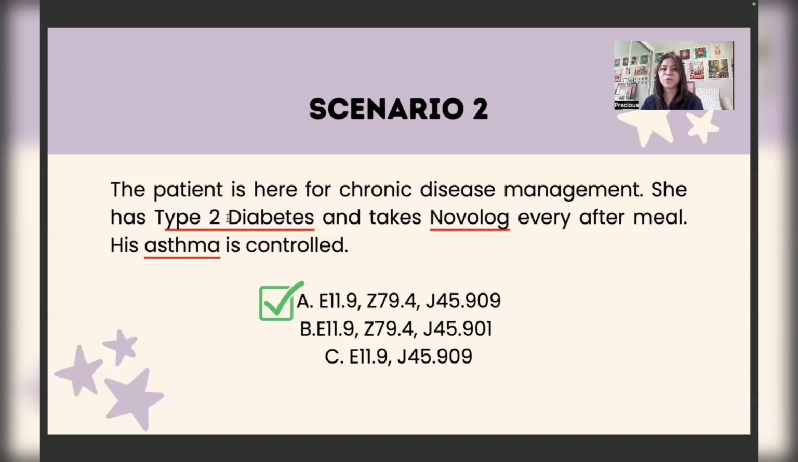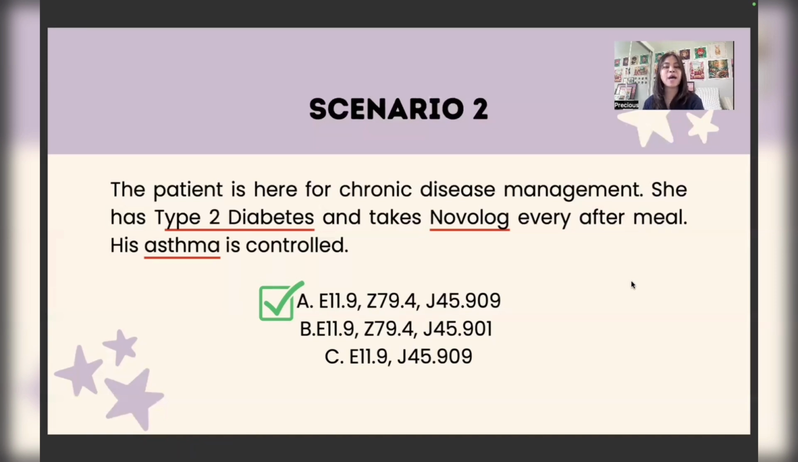We only have 2 conditions, right? Type 2 diabetes and asthma. But why do we have 3 codes? It should be letter C, E11.9 and J45.909. However, the patient is taking Novolog. Novolog is a type of insulin, and the patient takes Novolog every after meal. Therefore, this is called long-term use of insulin. So we have 3 codes to report: the type 2 diabetes, E11.9, Novolog, Z79.4, the long-term use of insulin, and asthma, J45.909. If your answer is letter A, you are correct.